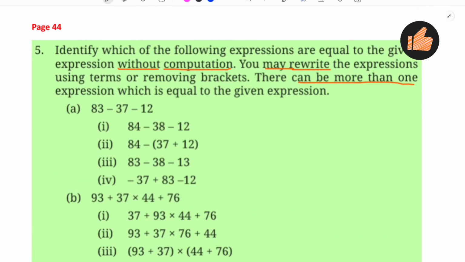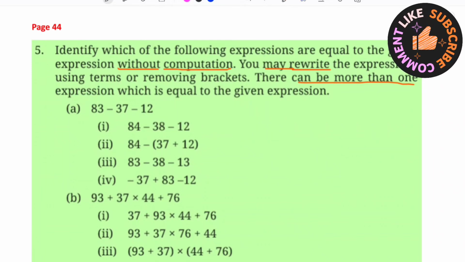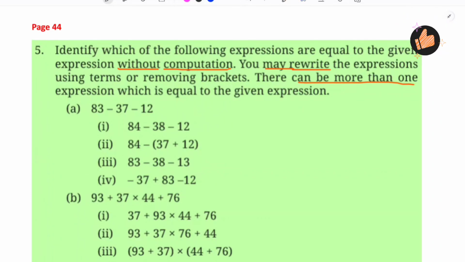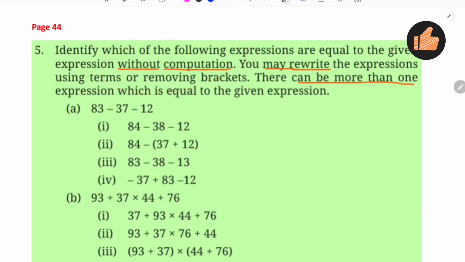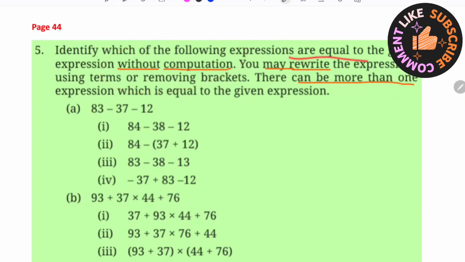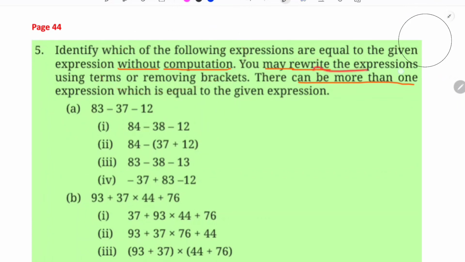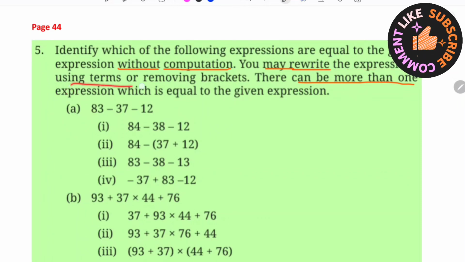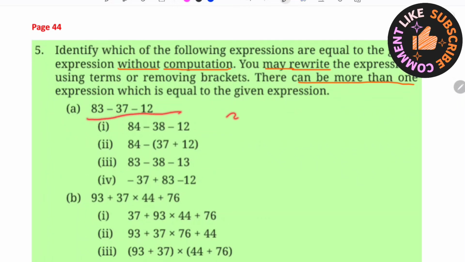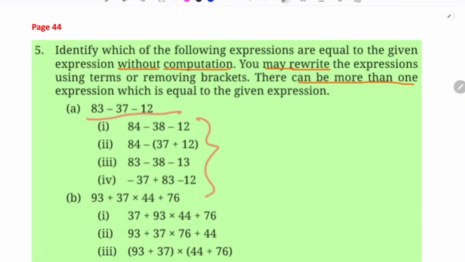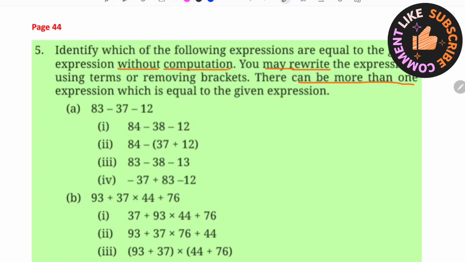Next question, page number 44. Identify which of the following expressions are equal to the given expression without computation. Without doing the computation or calculation, we have to say which expressions are equal. You may rewrite the expressions using terms or removing brackets. There can be more than one expression which is equal to them. So this may be equal to any one or more among these options. So we have to match which is equal.